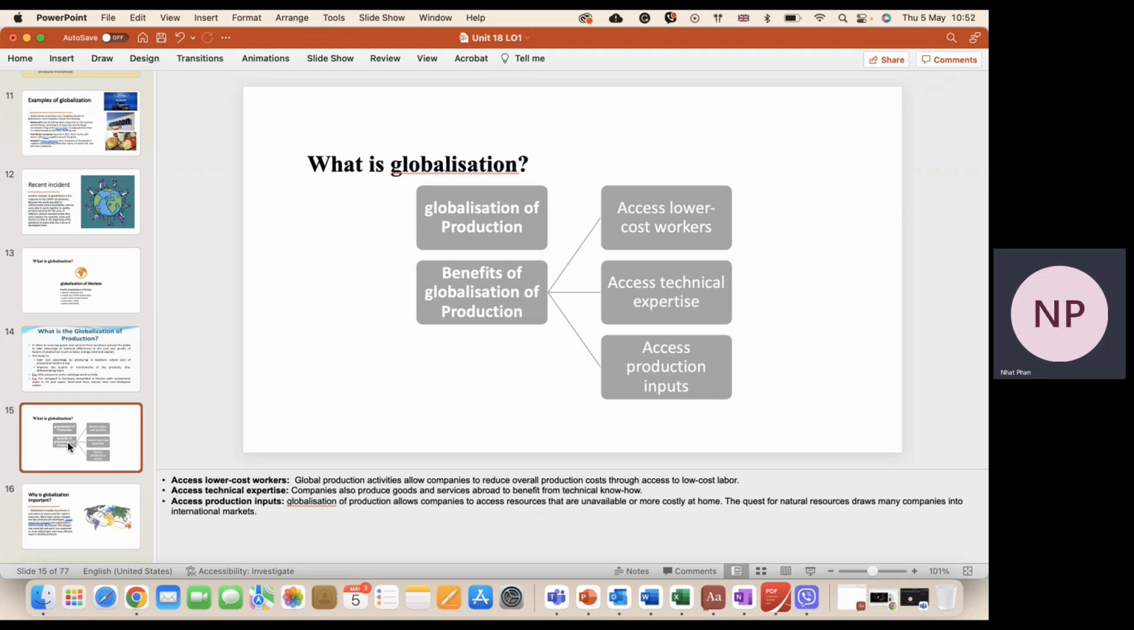Access to technical expertise. The case that I already told you about, German people being good at engineering. So if you know certain countries are good at certain things, you can think of trading to get the technical expertise from them. And then you access the production inputs.